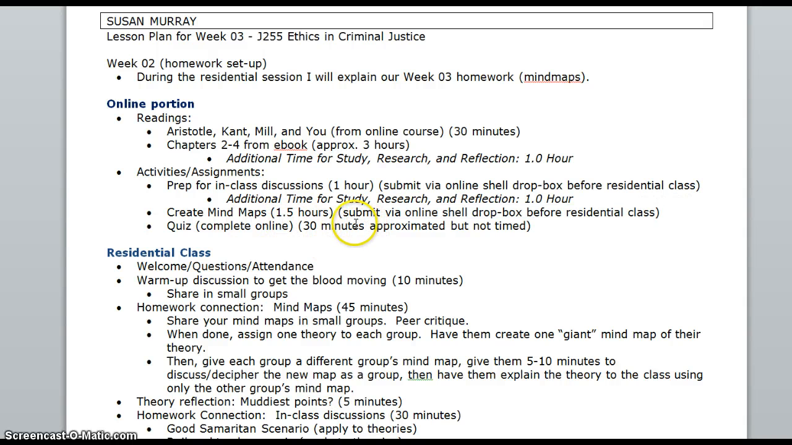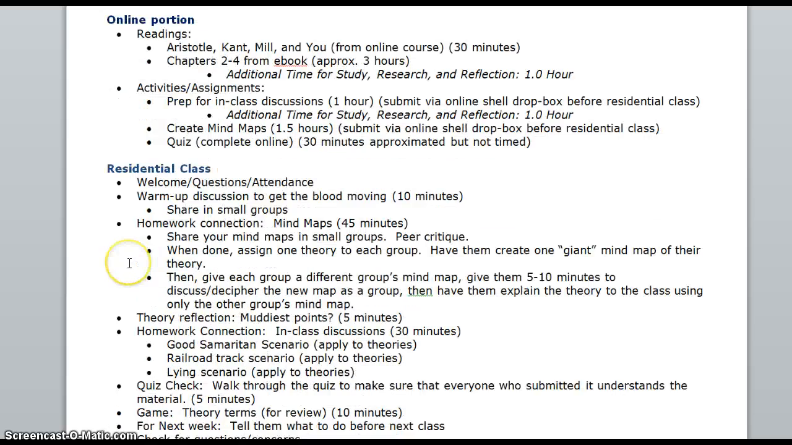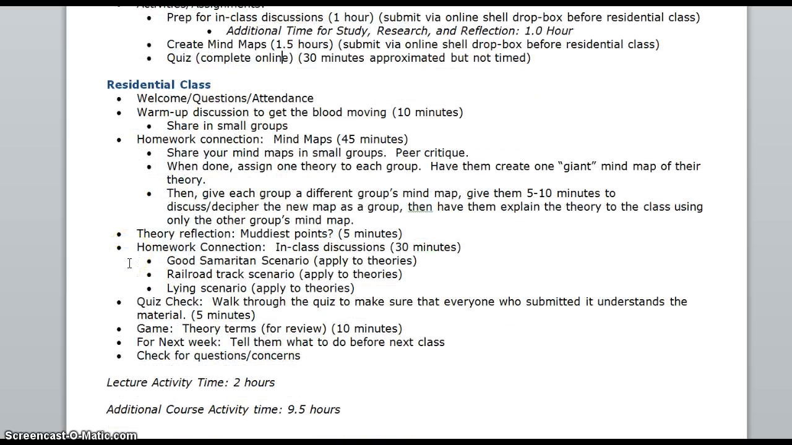It doesn't give a time at when that's going to happen, but then we break up the residential class time here. And this class is actually 2 hours of lecture activity time and then additional hours of 9.5. So we're really close to that 12-hour mark here.